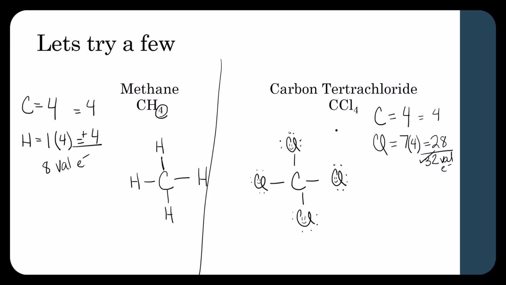Last one we need to check is carbon in the middle. Carbon is touching 2, 4, 6, 8. So everybody's octet is fulfilled. Everybody is happy. And this is the Lewis structure for carbon tetrachloride.